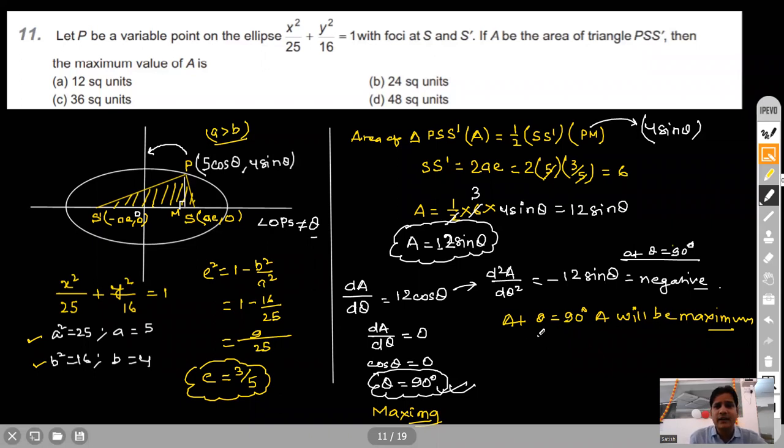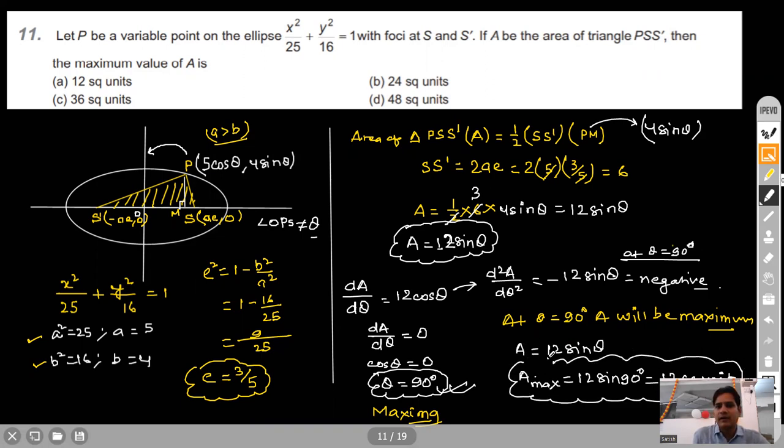And what will be the value of A? We know A is equal to 12 sine theta. So maximum area will be 12 sine 90, that is equal to 12 square unit. This will be our final answer. So maximum area will be at theta equal to 90 degree and the numerical value of that area will be 12 square units, right? So this is our option A. Hence option A is correct for this one.